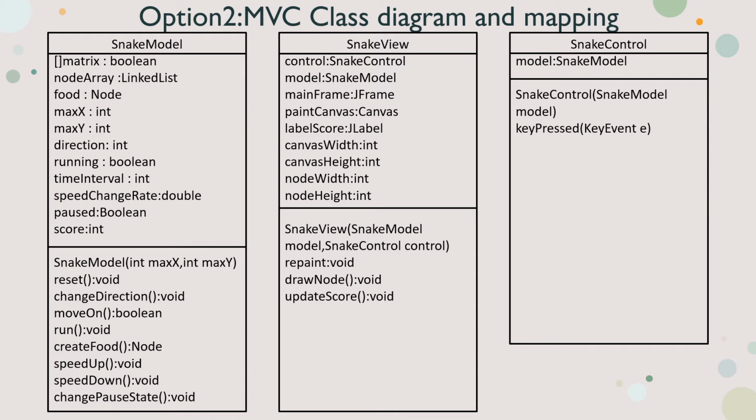Snake model is the initialization of all this data. Move on enables the snake to move towards the direction of the head, and run controls the pause or running state of the game.